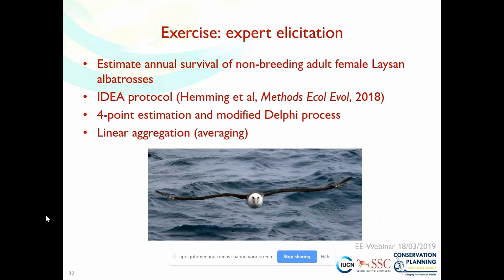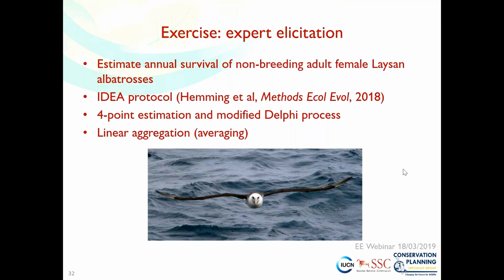So let's say 10 minutes should be enough. Imagine we are sitting at a workshop where we need to make decisions about the conservation of Laysan albatrosses, a species of pelagic bird in the North Pacific. As the decision maker, or maybe a person building a model of the species, I need to know the annual survival probability of adult female albatrosses that do not breed in that year. So when an adult female albatross does not breed in a year, what is the probability that it will survive to the next year? This is the question that I will pose to you as experts.